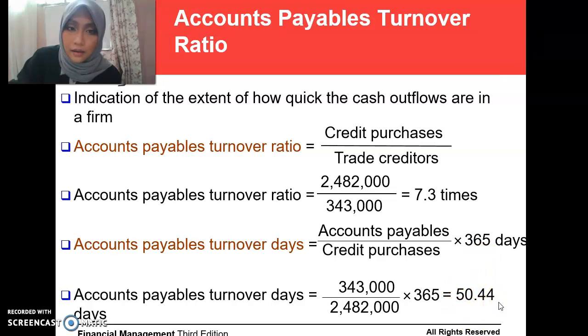That means the firm has 50.44 days in order to pay the account payable, or in order to pay their credit terms.